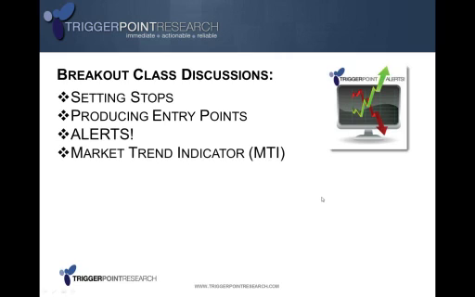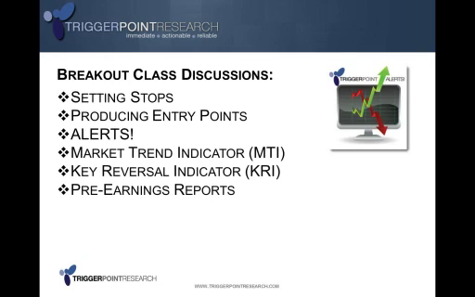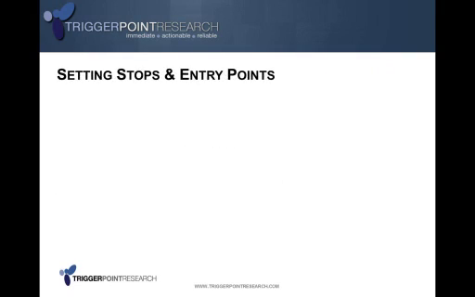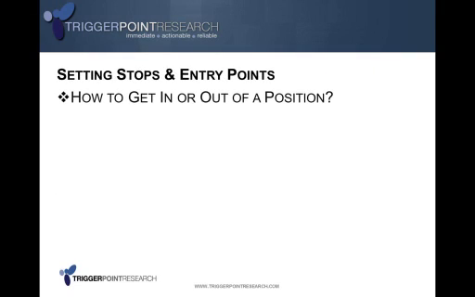So we've talked about in the past things like the alerts in the last several of our webinars. We've also talked about the market trend indicator, the key reversal indicator as well. We haven't talked about our pre-earnings reports that we look at, something that we have available as well. We'll touch on that. So the big question is, how do you get in or out of a position? What is the indicator? What is the actual way that you can move in or move out of an actual position? We'll call it right now an individual stock.